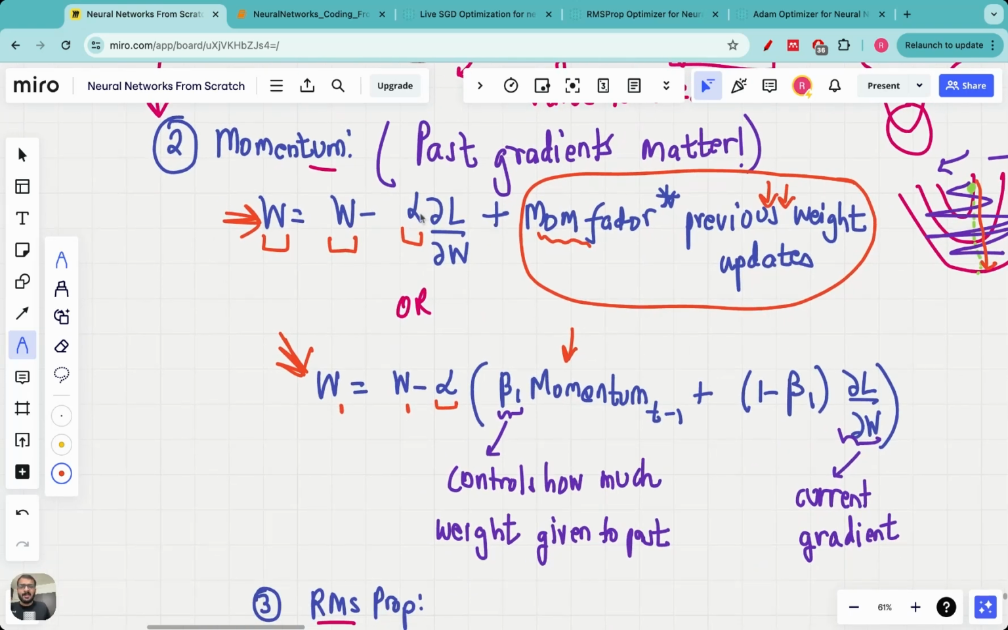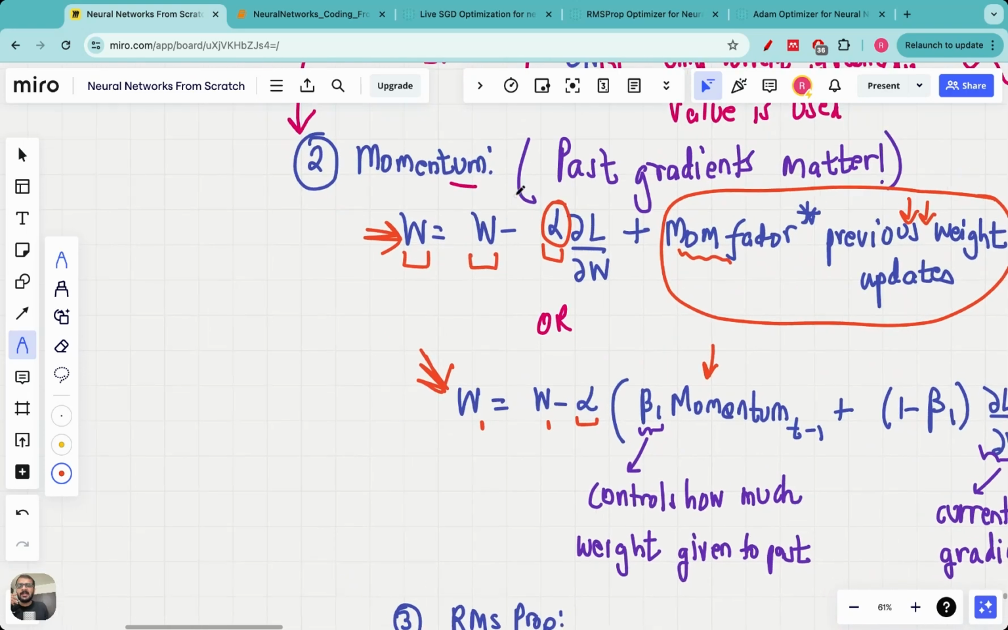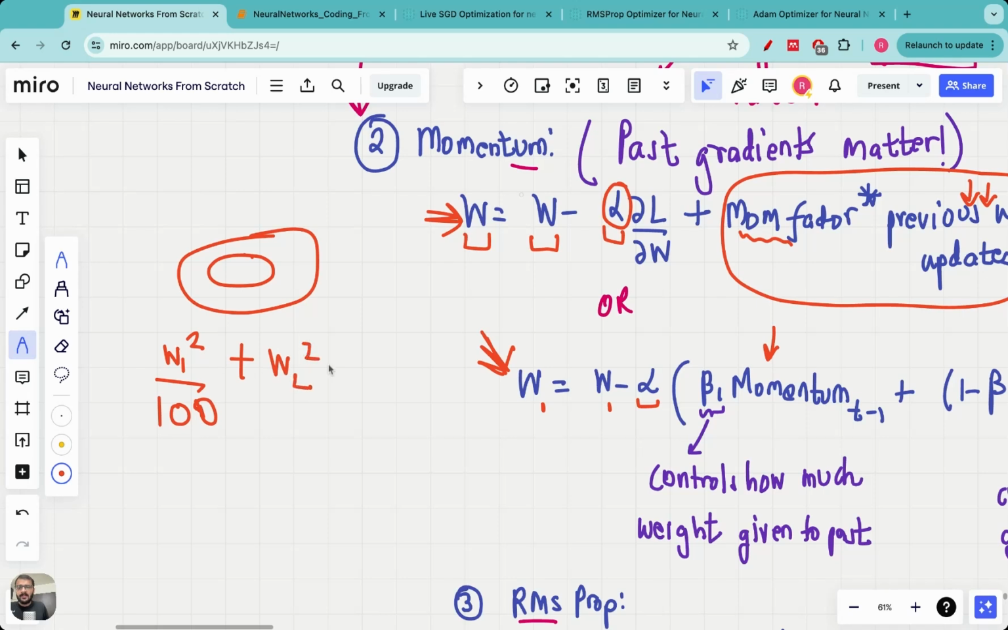One problem with this method is that here again the step size is common and it's shared across all the parameters. But people soon started to wonder why the step size is the same for all the weights. So let's say the loss function landscape looked something like this, and it's given by this function: w1 square by 100 plus w2 square. Let's say this is my loss function.